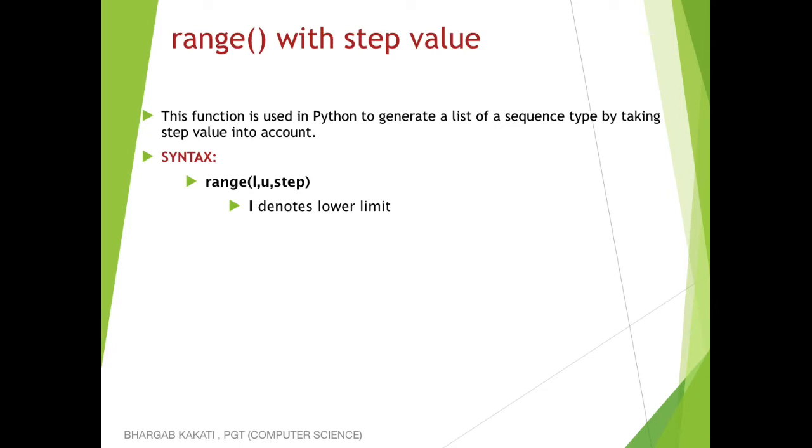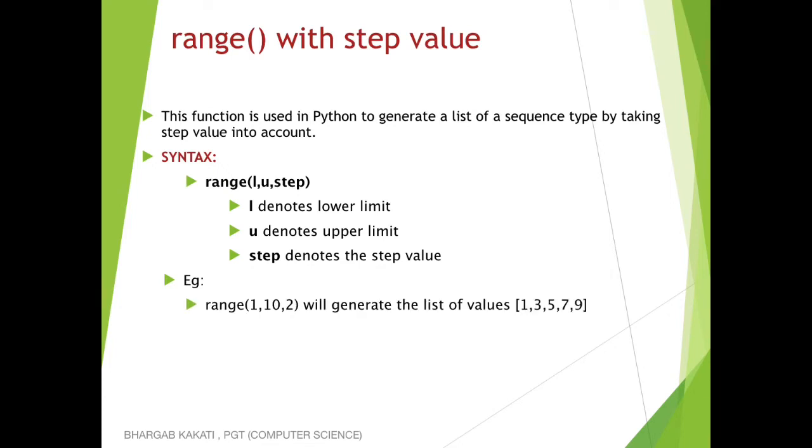I'll try to explain you with the help of some examples. So L denotes lower limit, as in the previous case, U denotes the upper limit and step denotes the step value. That means by what factor will it skip. For example, if I write range 1, 10, 2, here 2 is the step value, therefore 1 gap will be there in between. That means the list of values to be generated are 1, 3, 5, 7 and 9. Why is there a gap of 1 in between? Because here we have used the step value as 2.